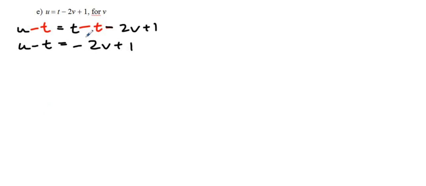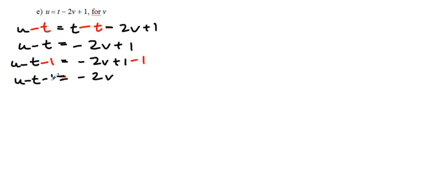And now we're trying to get v by itself, so let's get rid of that 1 that's on this side. So it's being added here, so we're going to subtract 1 on both sides. So this is going to be u minus t minus 1 is equal to minus 2v plus 1, and then minus 1 as well. So that is gone, and we're left with minus 2v on this side and u minus t minus 1 on this side.